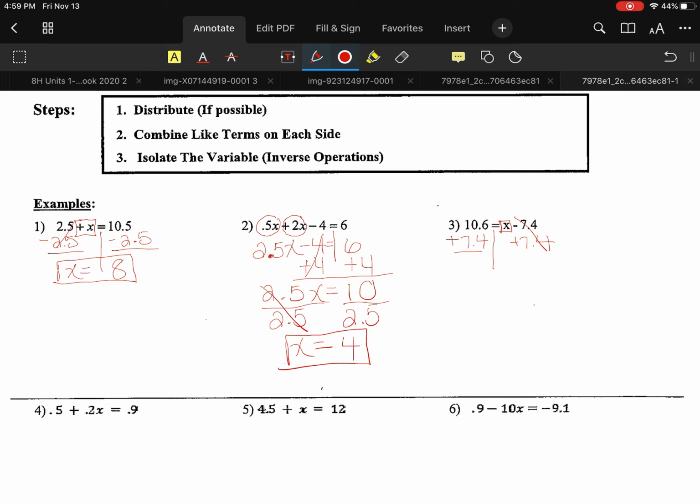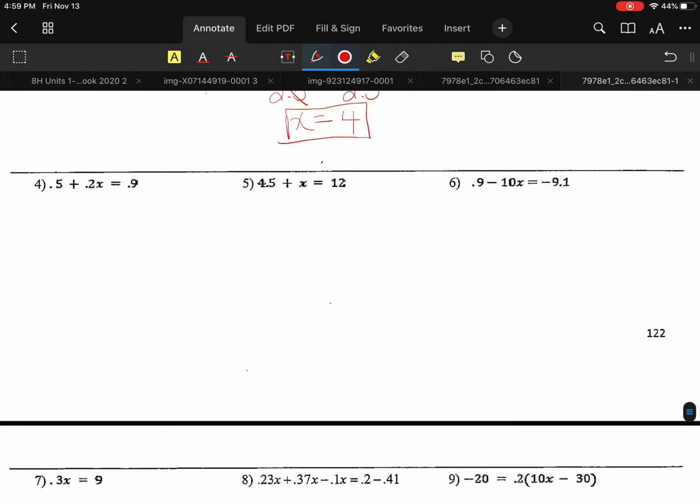So the opposite of subtracting 7.4 is to add 7.4. So 10.6 plus 7.4 gives me 18. 18 equals, and x is already alone, so we're done. 18 equals x, or x equals 18. And again, you plug it in and check. Substitute it in and check.